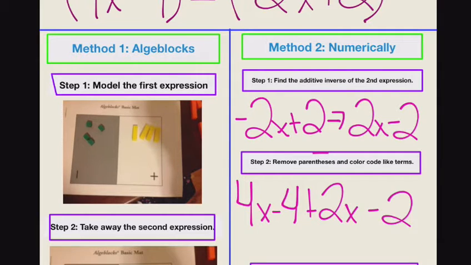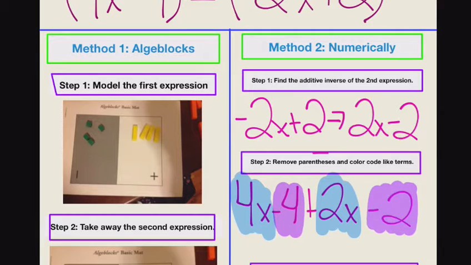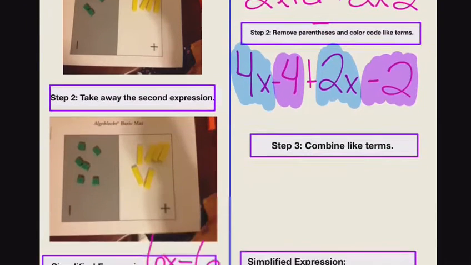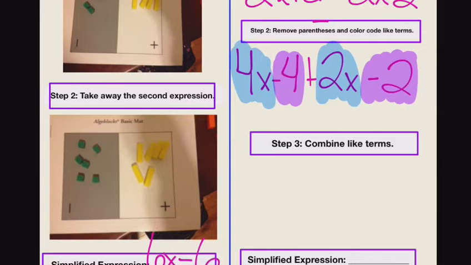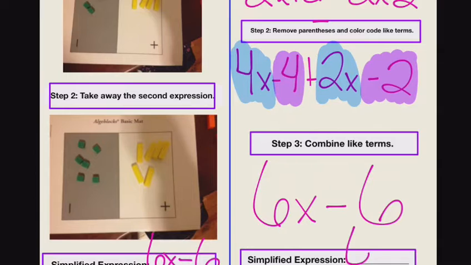And then go ahead and color code your like terms. So we've got 4x and 2x. And minus 4 and minus 2. Okay, combine your like terms. 4x plus 2x is 6x. Minus 4 minus 2 is minus 6. So our simplified expression is 6x minus 6. Okay, and again, you can see we got the same answer both times.